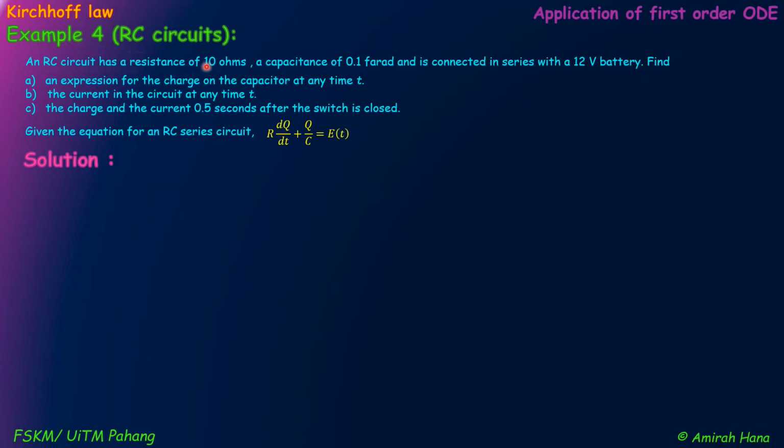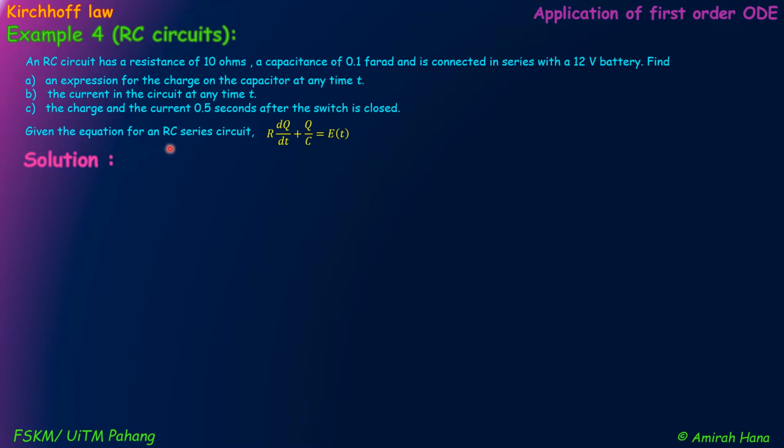Example 4 for RC circuit under Kirchhoff's Law. The question is: an RC circuit has a resistance of 10 ohms, a capacitance of 0.1 farad, and is connected in series with a 12-volt battery. Find A, an expression for the charge on the capacitor at any time t; B, the current in the circuit at any time t; and C, the charge and the current 0.5 seconds after the switch is closed.